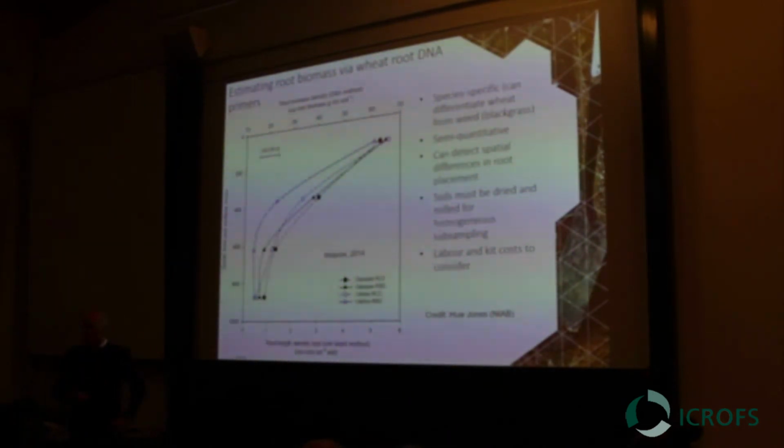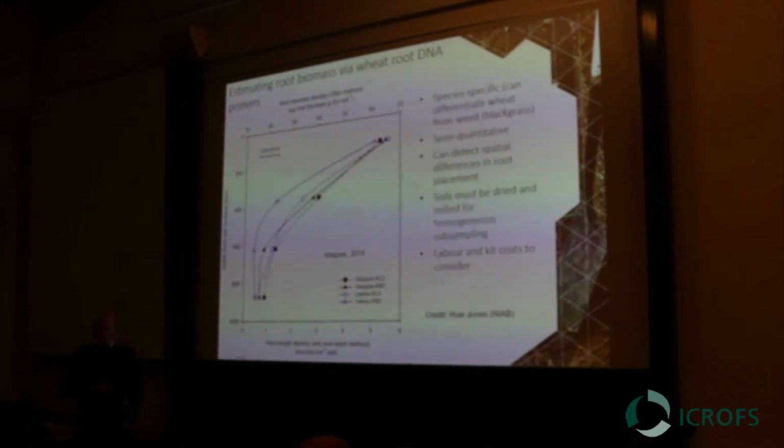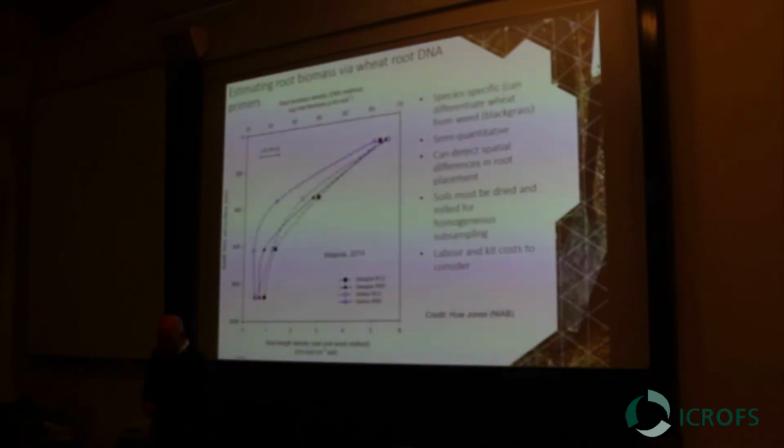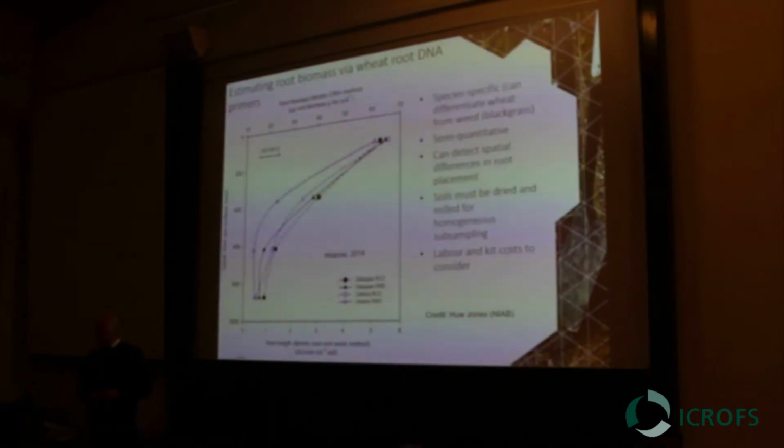Another indirect way that we've been working on is using a DNA-based method. So you can extract the DNA from a sample of soil, use, in this case, a wheat root-specific primer, and then relate it to the root mass in that sample. And it works fairly well. So the DNA-based method is the triangles, and you can pick out differences between two genotypes like this. So it's semi-quantitative, and it still needs a bit more work. It's not necessarily the cheapest method either.